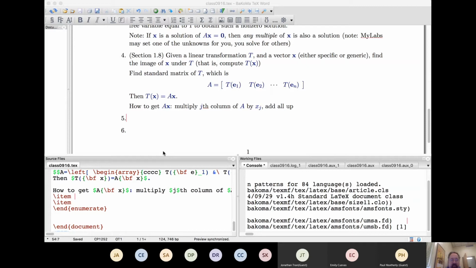Okay. So I need to get back to the right window here. Wait, what am I missing here? Hold on. Yes, I have filled in. Okay.